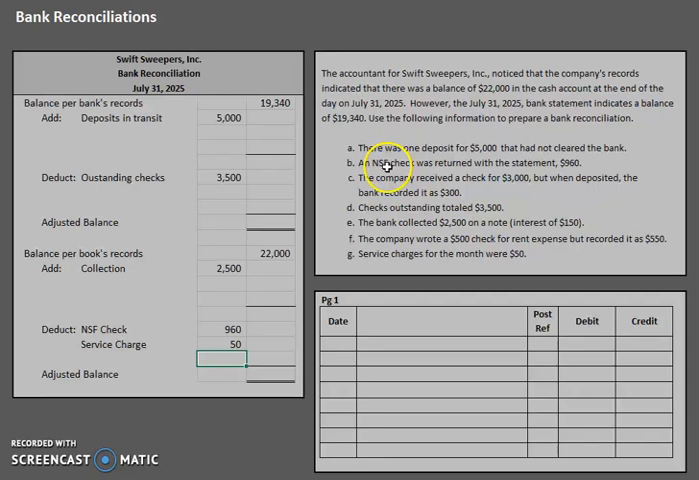So let's take a look at that first error that we saw in C. The company received a check for $3,000, but when deposited, the bank recorded it as $300. So let's think about what we did. When we received the check, we would have increased our cash by $3,000. However, the bank made a little bit of an error here. They only increased it by $300. So if they were supposed to increase it by $3,000 but only increased it by $300, what would we have to do on our bank rec to fix that? We'd have to add in that error.